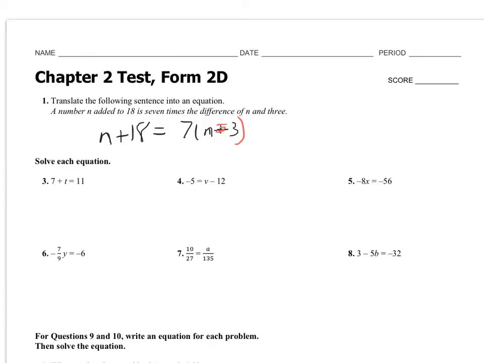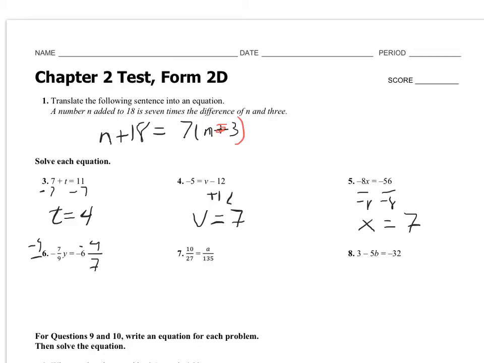So, solving, I should probably subtract 7 from both sides. T should equal 4. Kind of the same thing here. Add 12 to the other side. V should equal 7. Divide by negative 8. X should equal positive 7. Multiply by the reciprocal. So B should be negative 9 sevenths, so Y should equal negative 54 over 7.